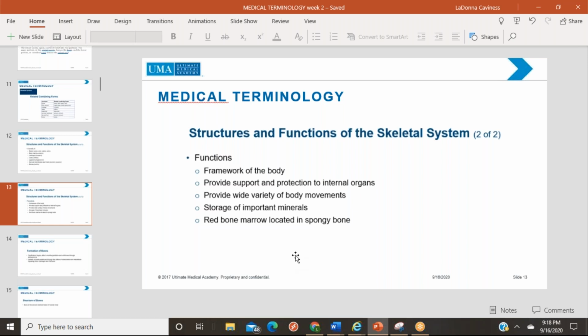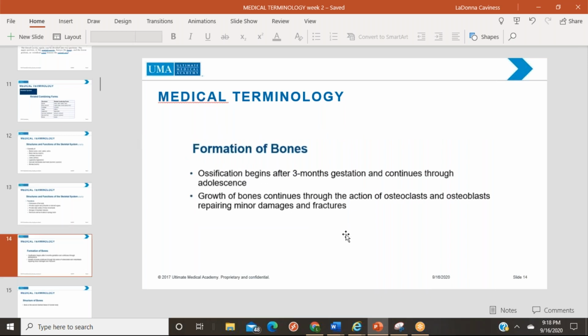The framework of the body provides support and protection to the internal organs, provides a wide variety of body movement, and stores important minerals. Red bone marrow is located in the spongy bone. These are all functions and structures of the skeletal system.